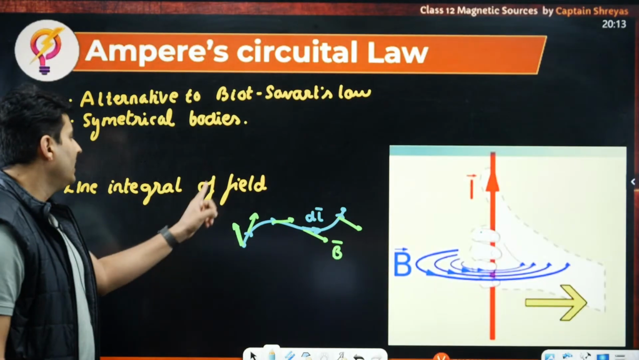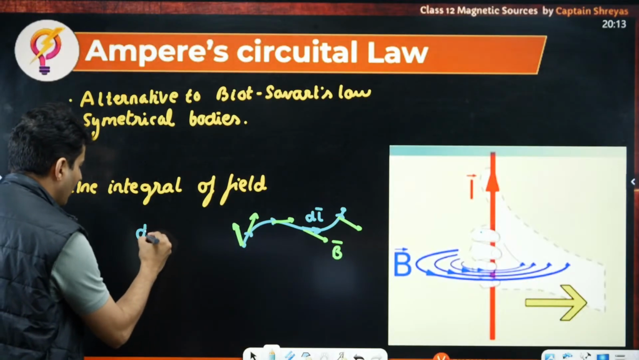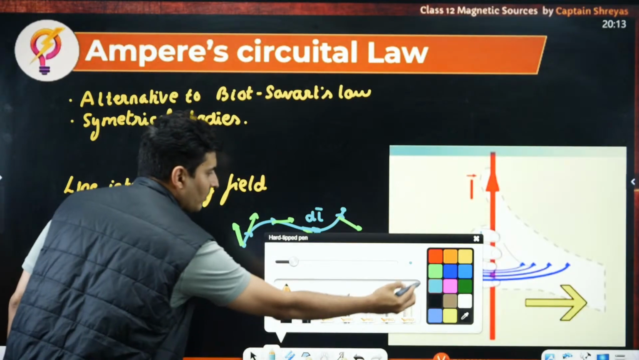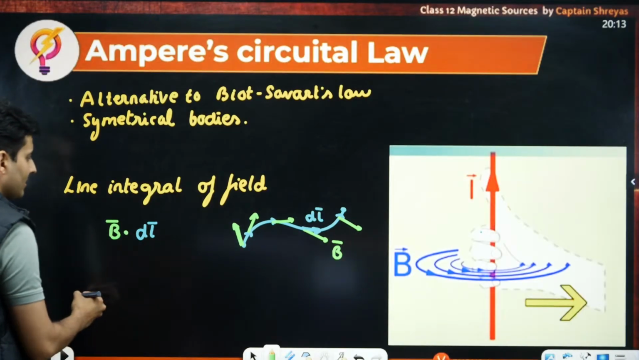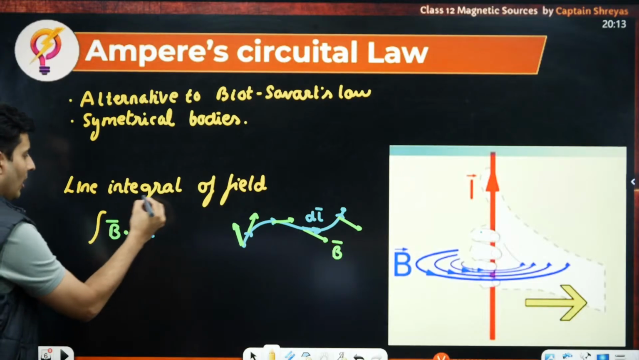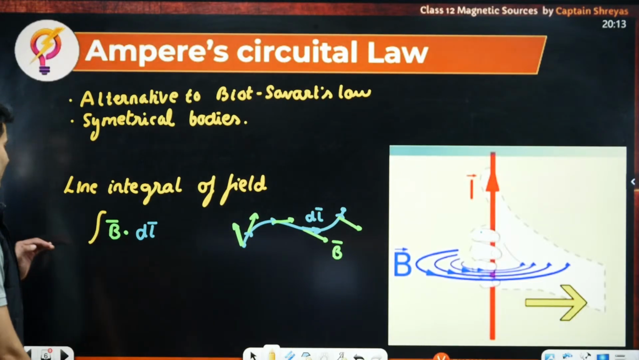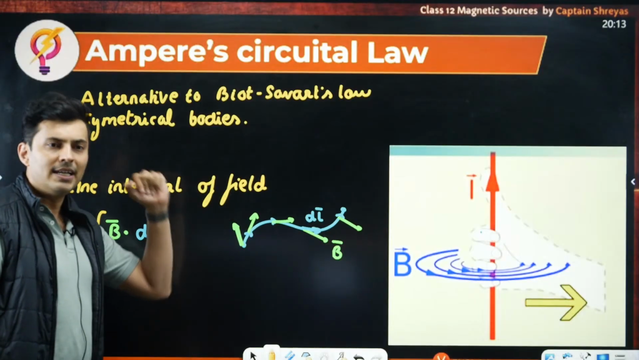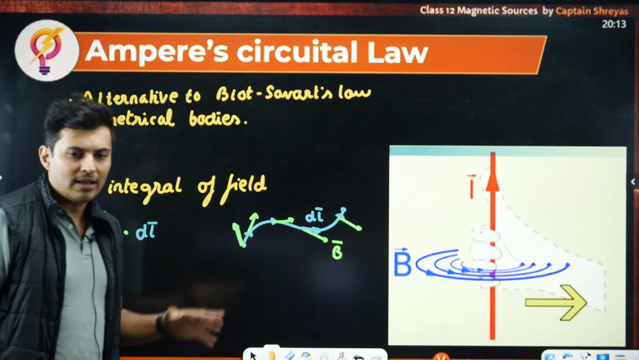So the line integral of the field means you take the dot product of the magnetic field with the distance traveled, and you integrate it from the initial point to the final point. That is called the line integral of the field. I hope this is absolutely clear.